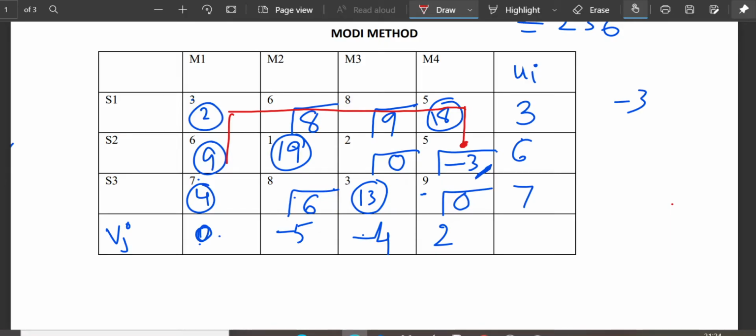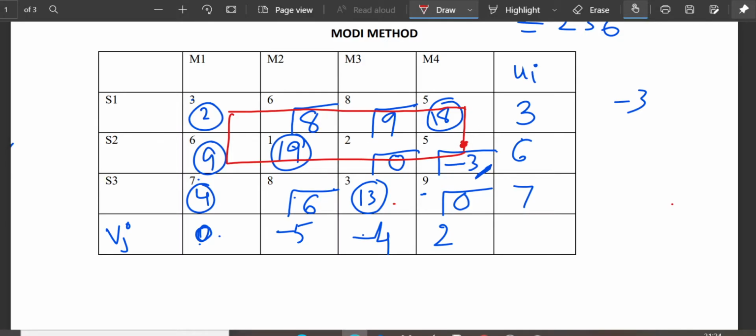I can move to 4 also, but if I move to 4, then I have to go to this 13. Then I cannot go back, because there is no cell. So what I should do? I should come back from 9. So this is the loop that I have to draw.